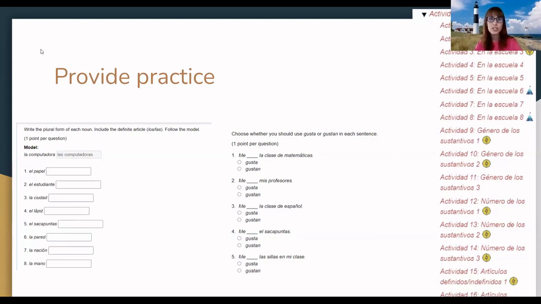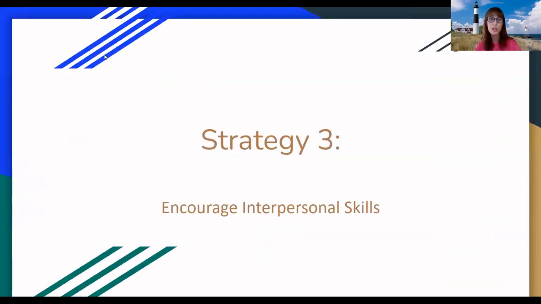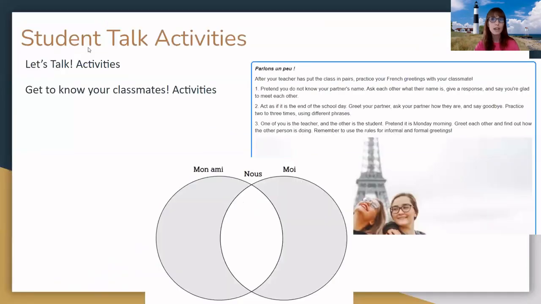All right, so another strategy is your strategies for interpersonal skills, because one of the huge things about learning a new language is being able to talk to people in that new language. So Voces Digital gives you great strategies for using interpersonal skills, getting your students to talk with one another. First we have our student talk activities. Our Let's Talk activities are always denoted in blue, so they really stick out like that. And it's a great way to get your students talking to each other.